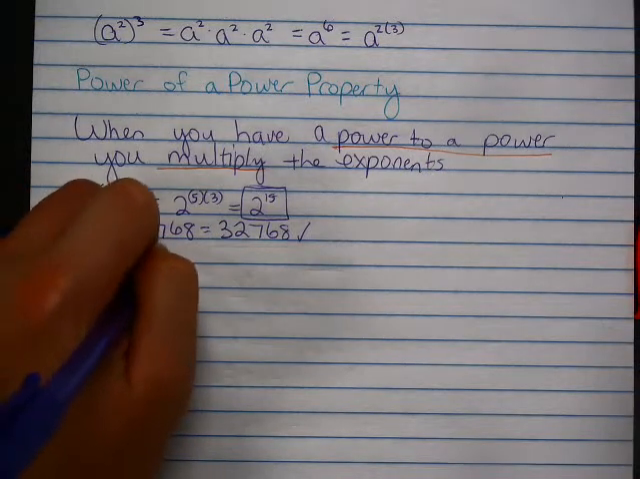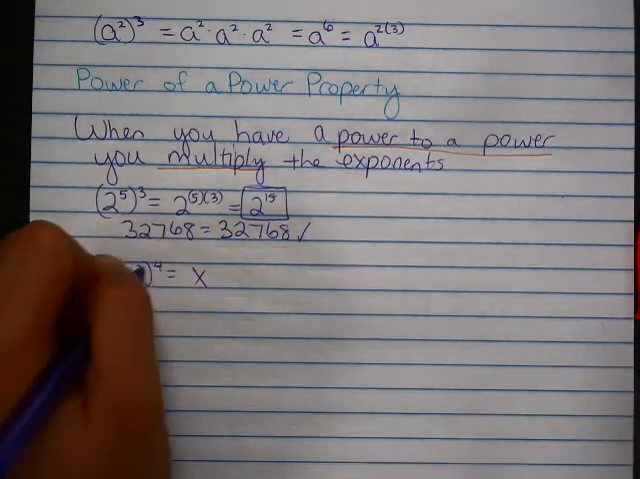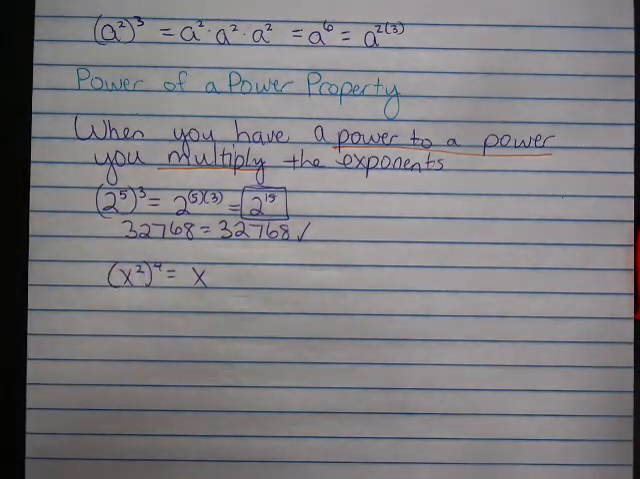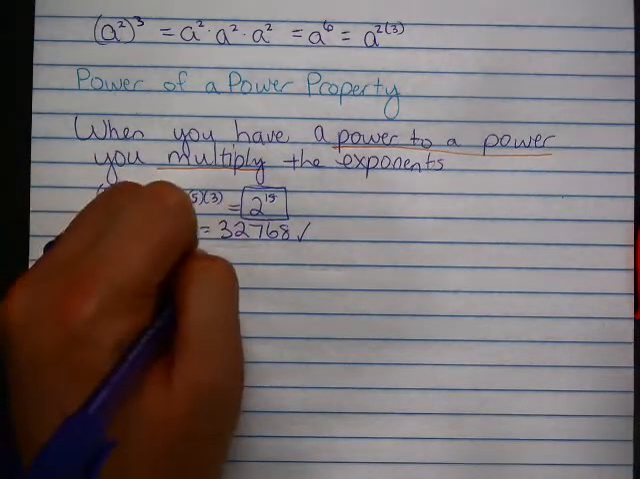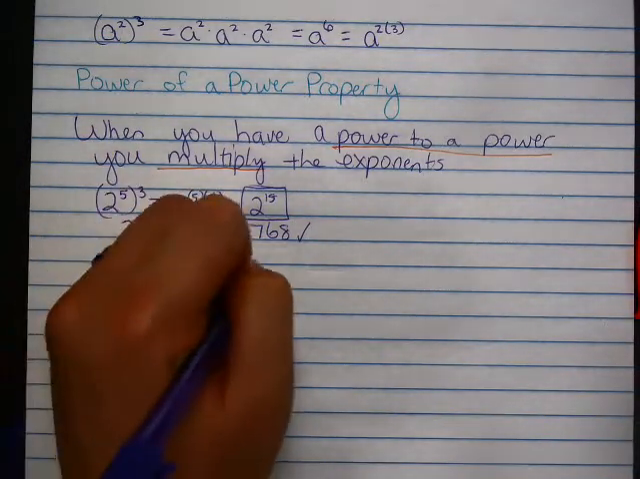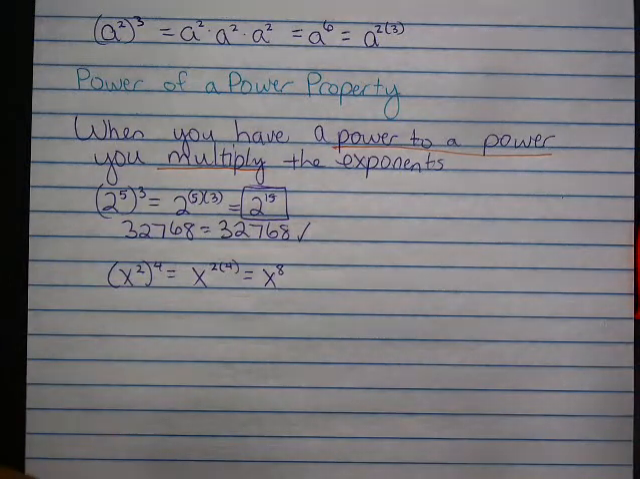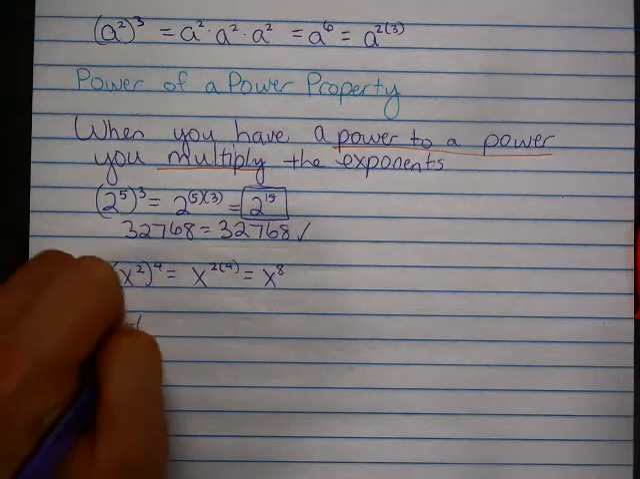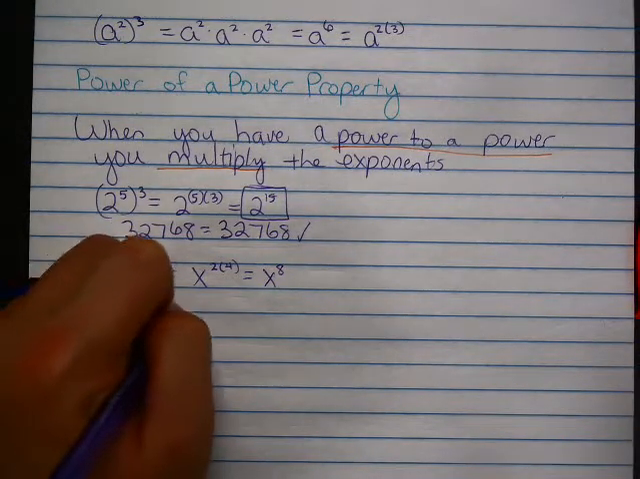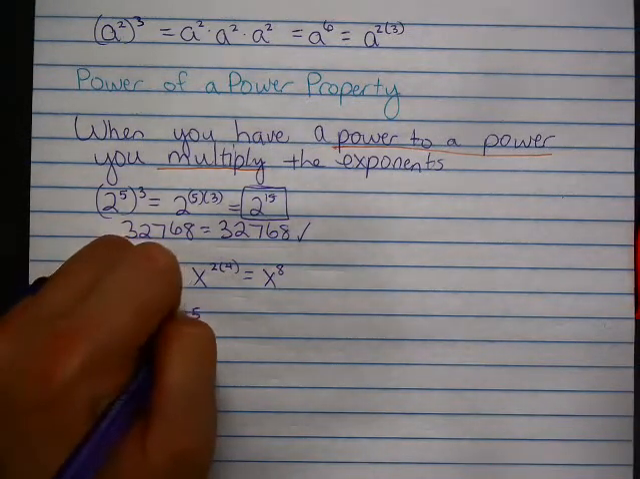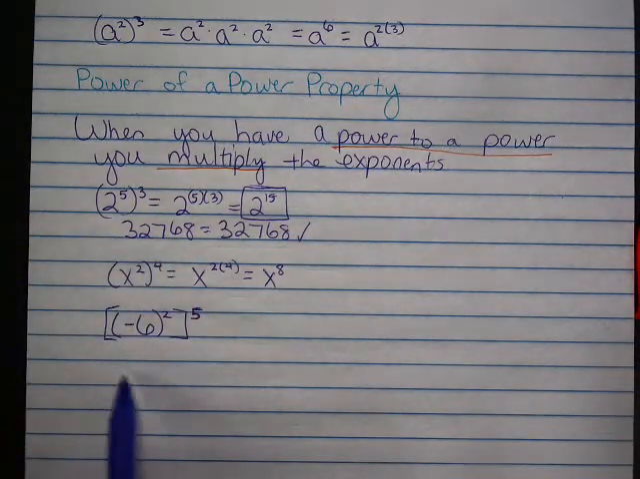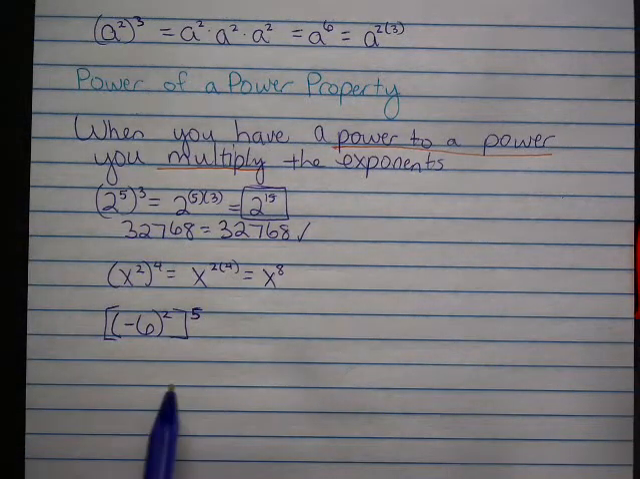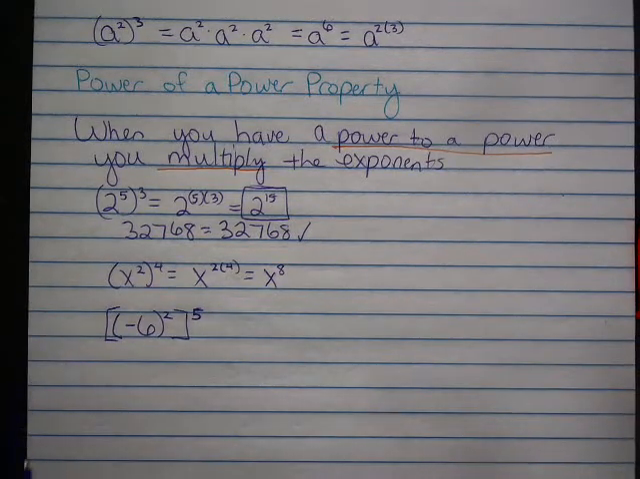Okay, let's try another one. x squared to the 4th. So it's a power to a power, so I know it's just multiplied. So 2 times 4 equals x to the 8th. So far, so good. Now let's try a different one. Negative 6 squared to the 5th. So you might wonder why these brackets, and that's just because we don't like to use double parentheses because they get messy, confusing, and overwhelming.